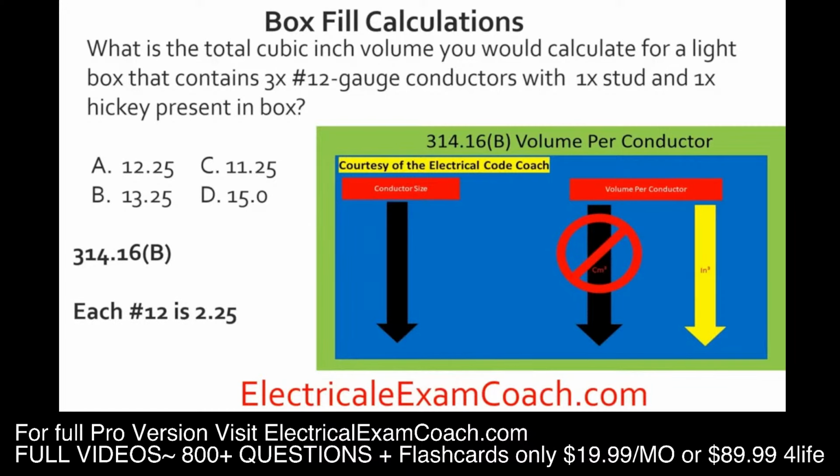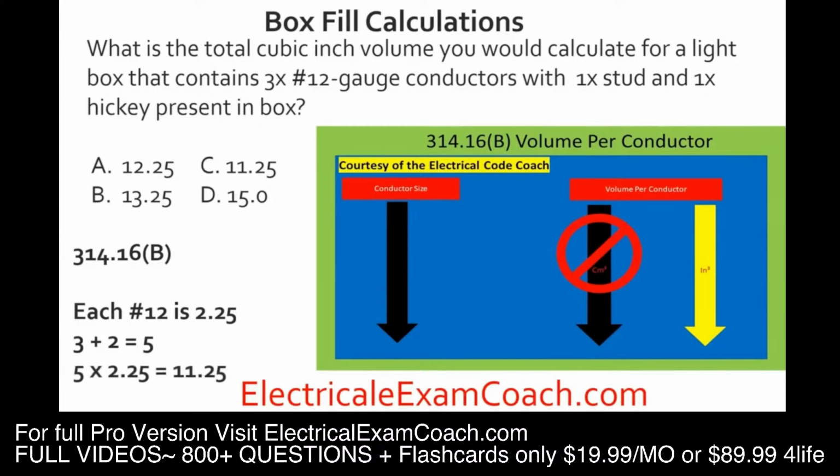Now let's count our conductors. We know that we have the 3 number 12s originally, but now we have to deal with the studs and the hickeys. Our code states that for each stud and each hickey, they count as 1 each based off the largest conductor that's in the box. In this case, we only have number 12s, so they're going to be grouped with the 12s. So that lets us know that we have a total of 5 number 12s. That's what I meant by we're converting everything back to conductors, and then we can do our multiplication.